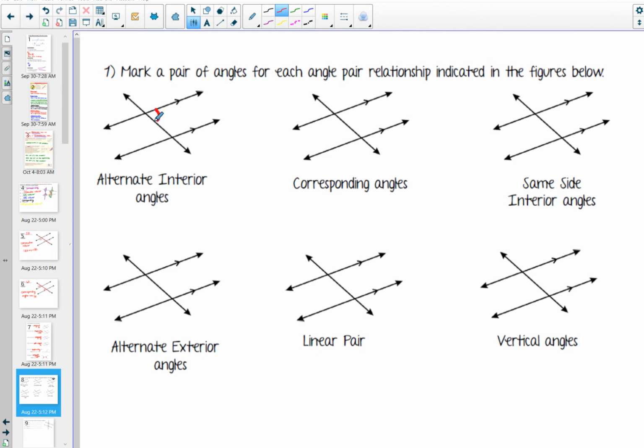Good job. Yeah, perfect. Alternate interior angles. No, pass the torch. You want to give somebody? No?